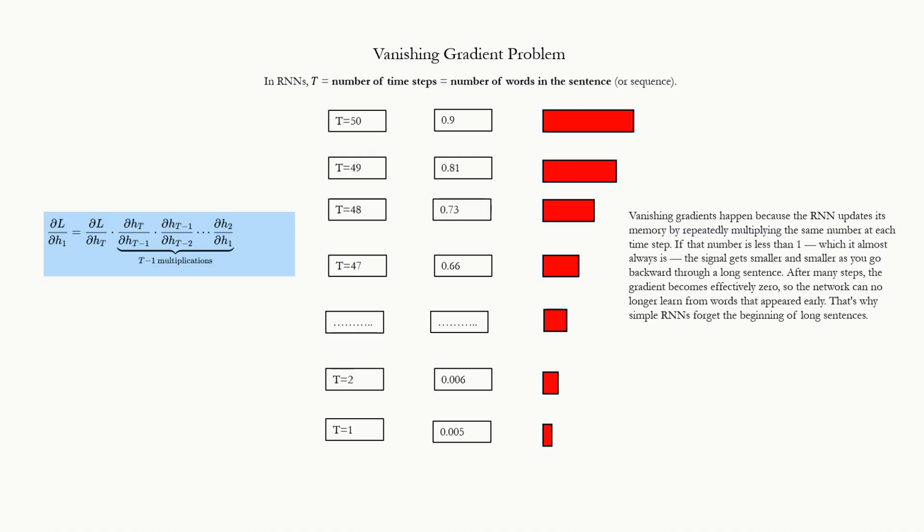So vanishing gradient happens because the RNN updates its memory by repeatedly multiplying the same number at each time step. If the number is less than 1, which it almost always is, the signal gets smaller and smaller as you go backward through a long sentence. After many steps, the gradient becomes effectively 0, so the network can no longer learn from words that appeared early. That's why simple RNNs forget the beginning of long sentences.